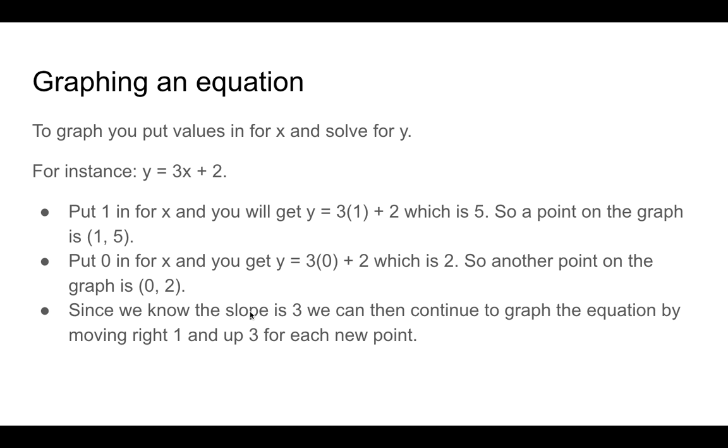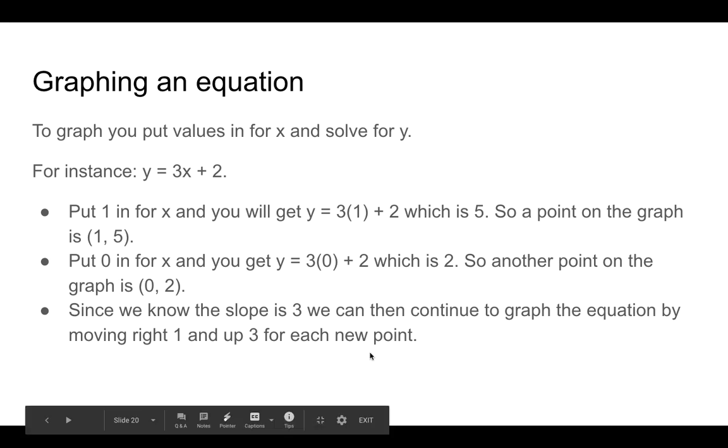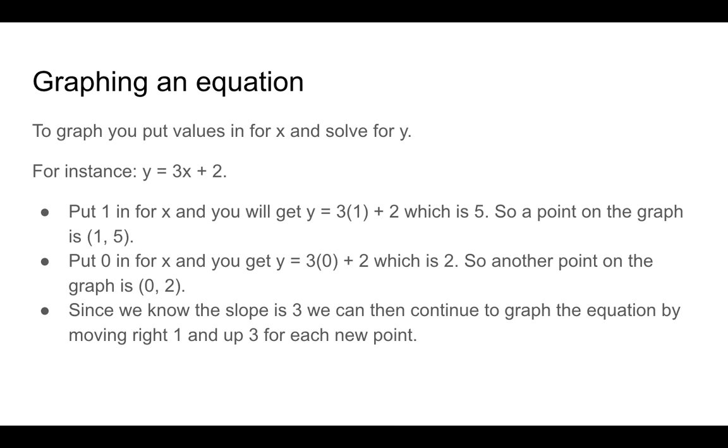So since we know the slope is 3, we can then continue to graph the equation by moving right 1, up 3 for each new point. And conversely, if we want to go left, because the equation does still continue that direction as well into the negatives, we would go left 1, but in this case we'd go down 3.